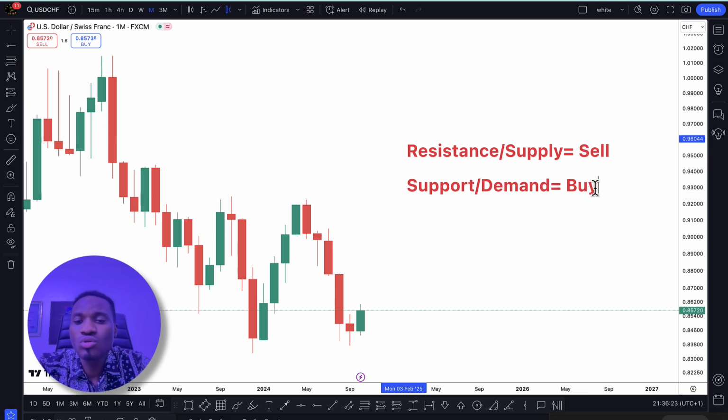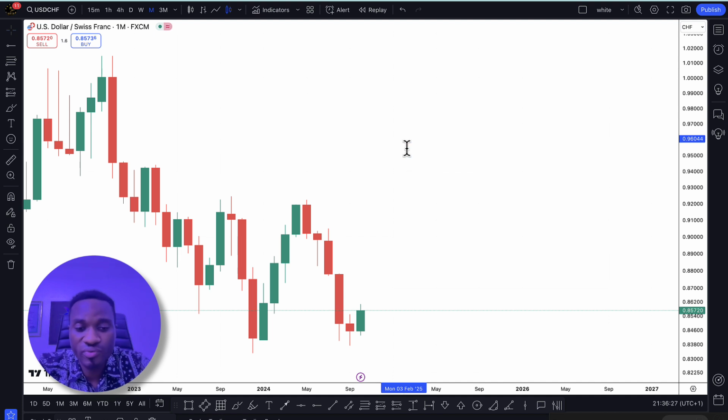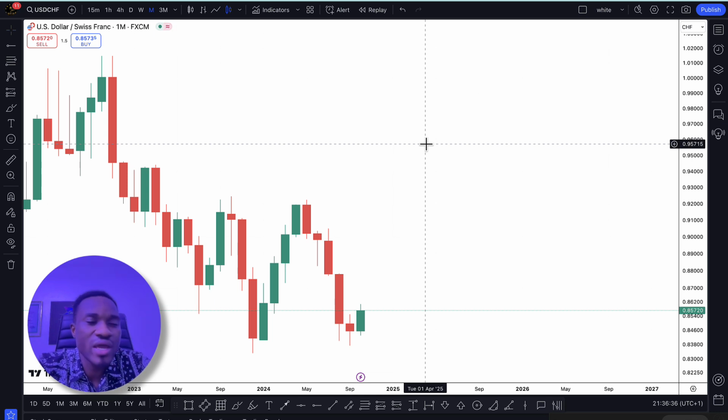So support and resistance, I'm going to show you how you can apply it on your price chart. And demand and supply, there's a way you can apply it as well, but they all mean the same thing. The way I use my demand and supply, I use demand and supply on the lower time frame, and I use support and resistance on the higher time frame.